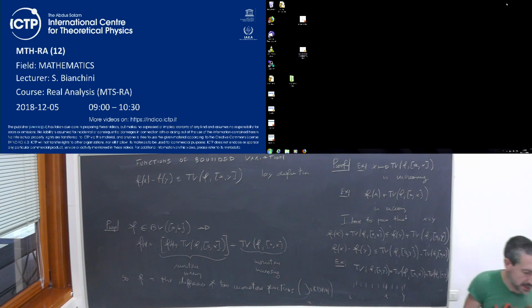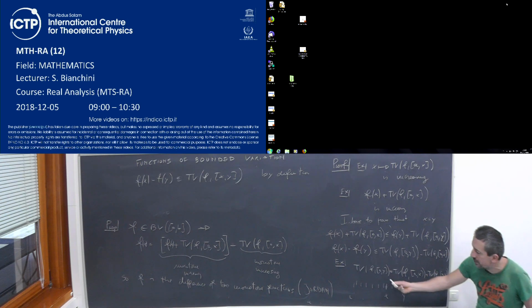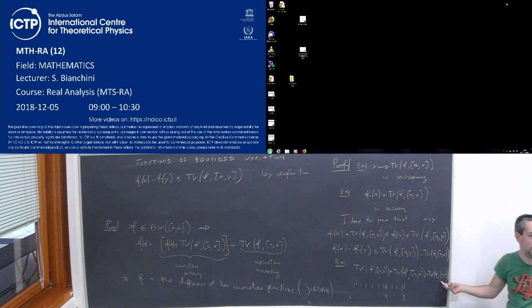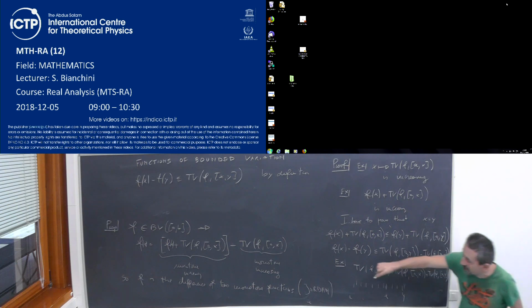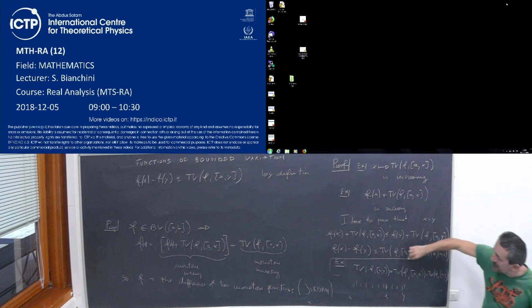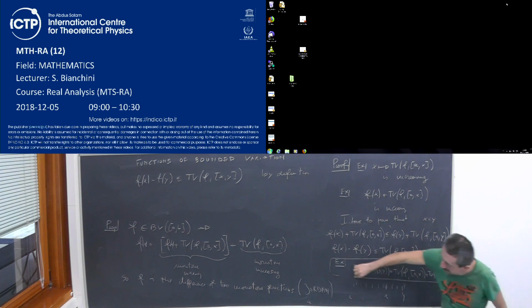Okay, so the proof: the only non-trivial observation, well, non-trivial, is that if you split the interval, the total variation is the sum of the two total variations. And this is just the definition. So this is the only maybe non-trivial part.